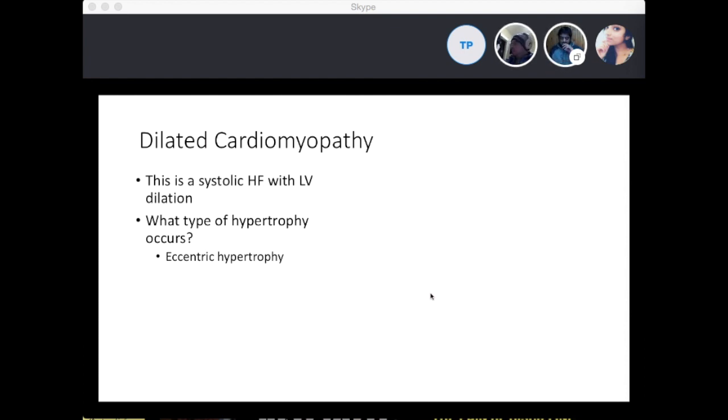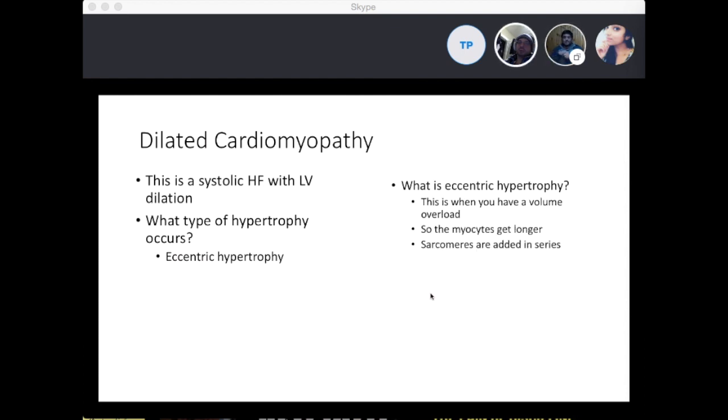It's when the muscle hypertrophy is due to pushing more fluid over a period of time. Okay, so it's a volume overload. So the muscle is getting bigger. How are the sarcomeres aligned in here? They're going to be added in series. So that's the key thing.